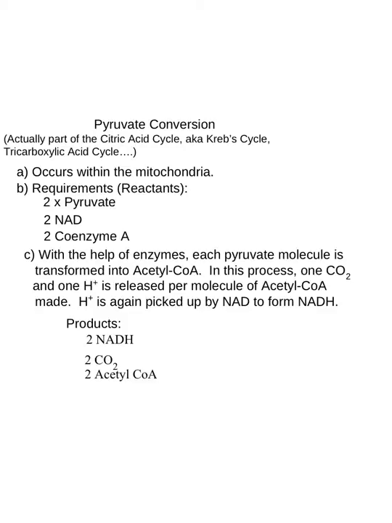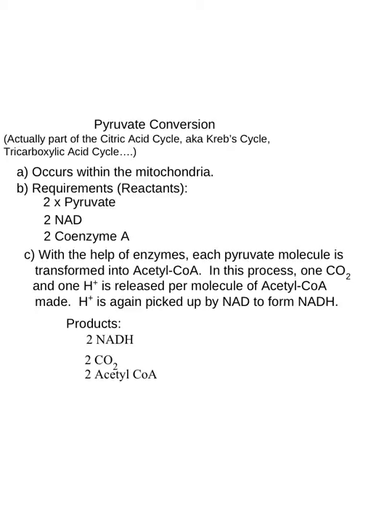So enzymatically, each pyruvate molecule is going to be transformed into something called acetyl coenzyme A. In this process, we're going to strip off a carbon dioxide and 1 hydrogen for each molecule of pyruvate, and that's going to convert the pyruvate into an acetyl group. The acetyl group is then going to get picked up by coenzyme A, and it's going to be called acetyl-CoA, or acetyl coenzyme A. The hydrogen that was released is picked up by NAD to form NADH. Right? So we'll end up with a couple of NADHs.